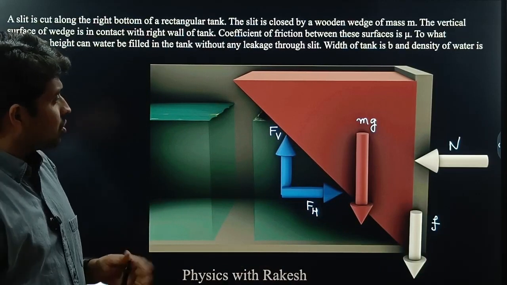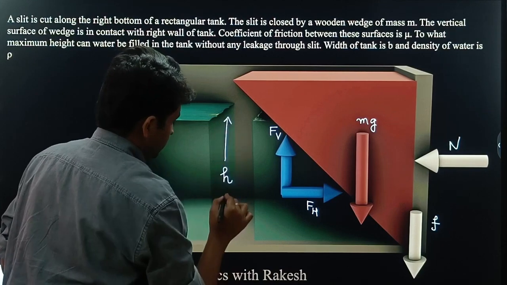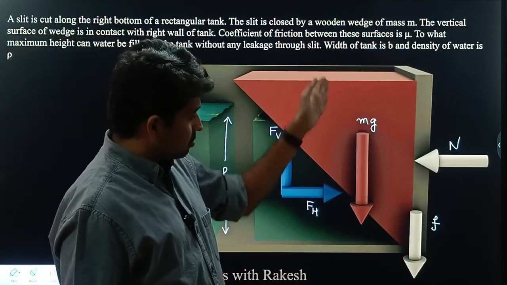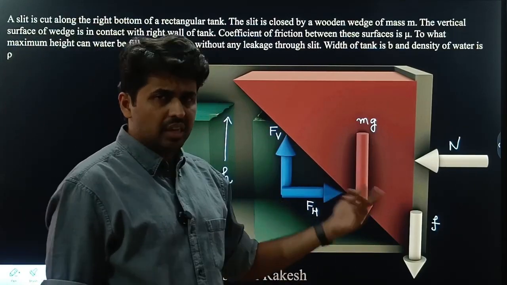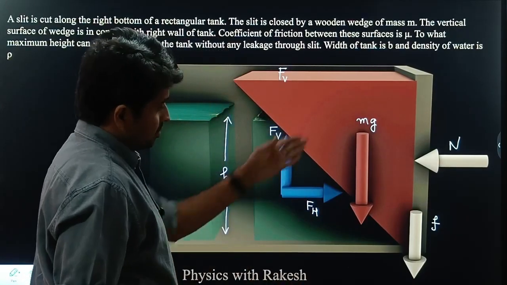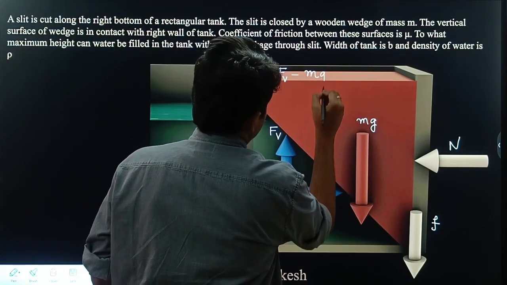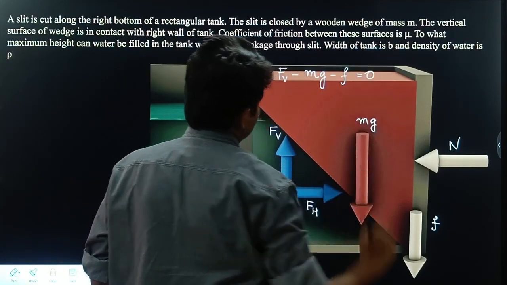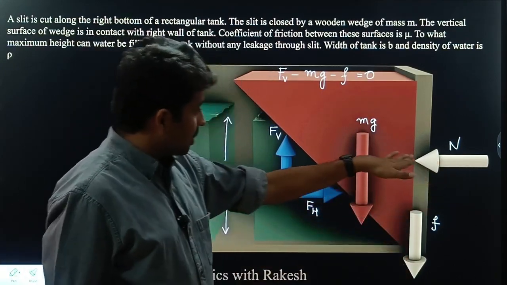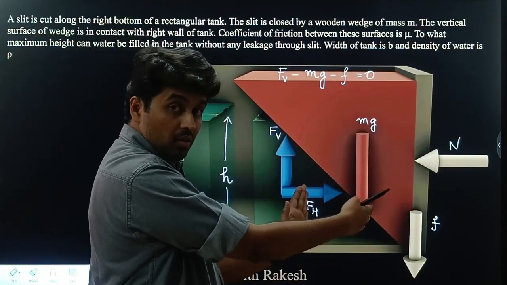Let us say at some height h, this starts moving up, which means the upward force must be greater than the downward force, or just equal in the limiting case. F vertical minus mg minus friction equal to 0. Now what is this friction? Friction is mu into N. What is the normal reaction? It is nothing but equal to Fh, because this is in equilibrium in the horizontal direction.